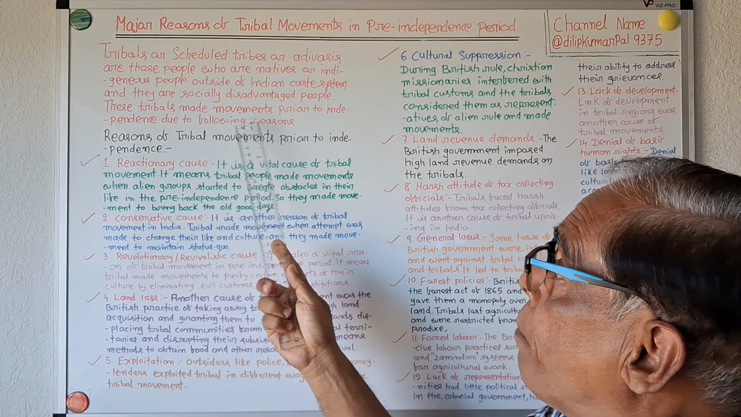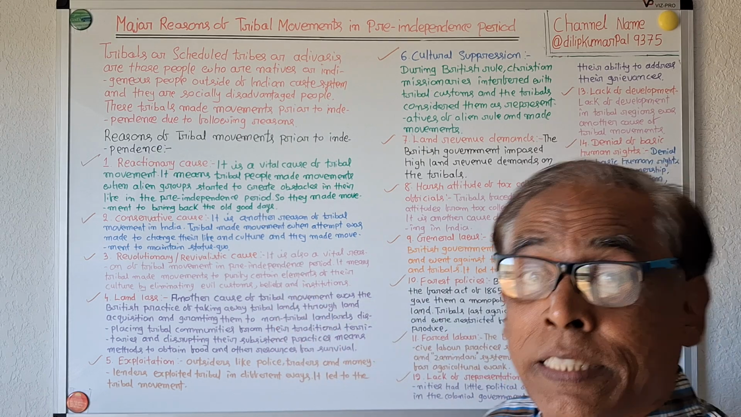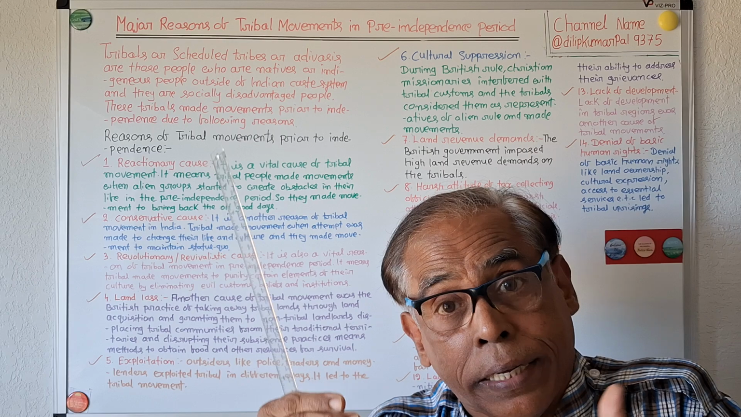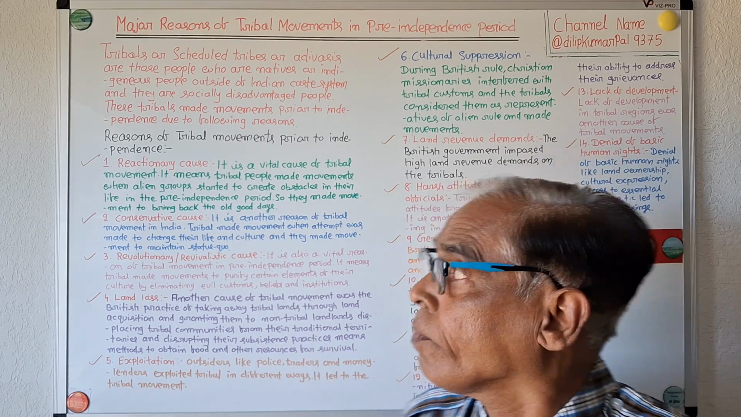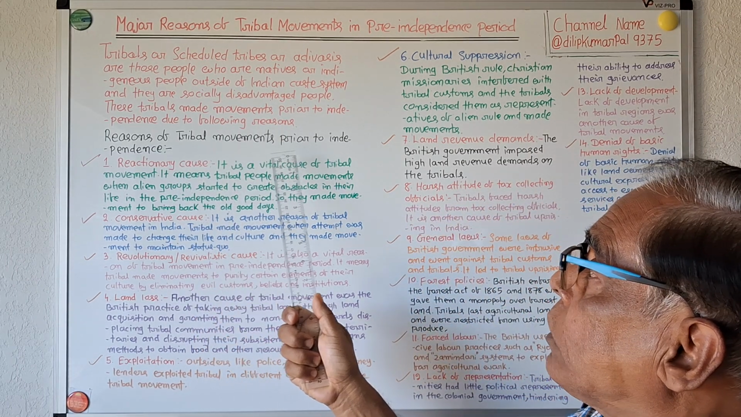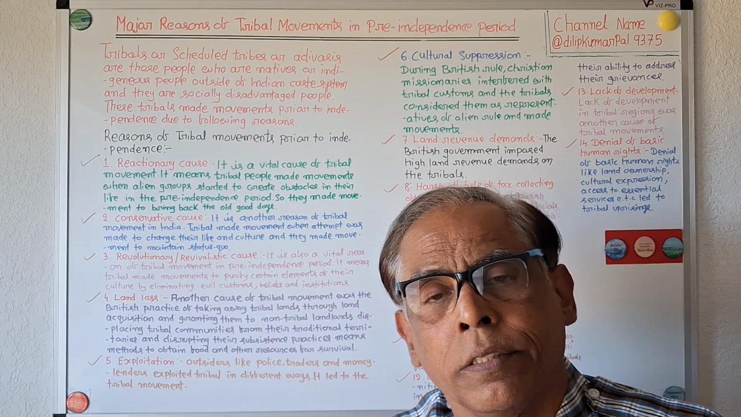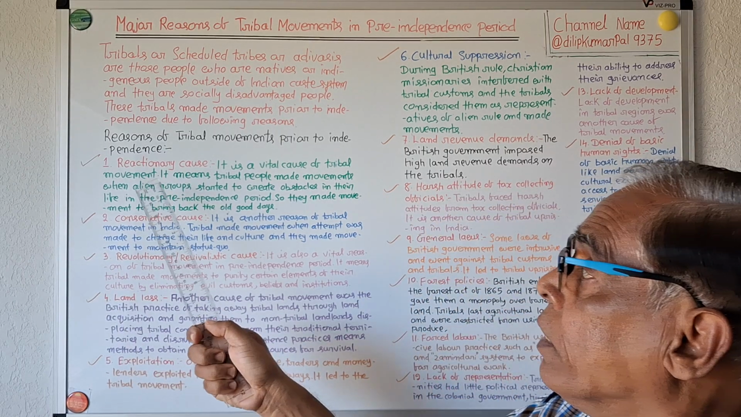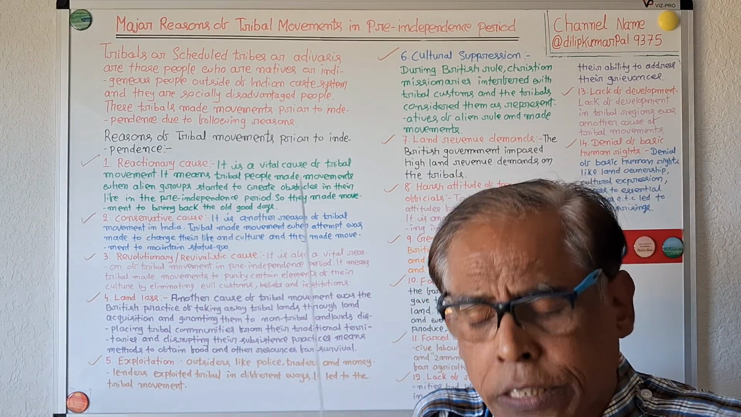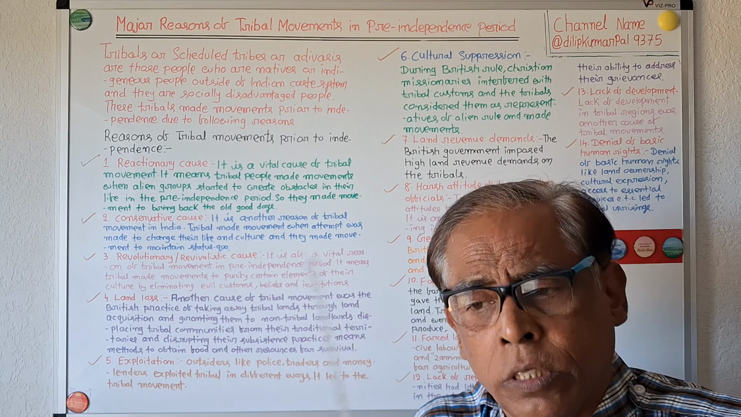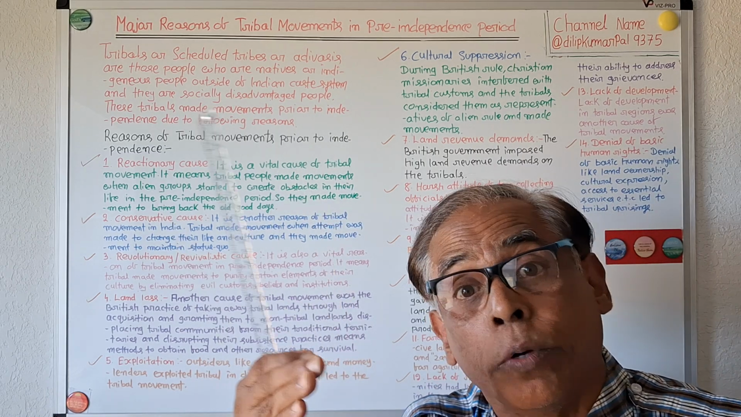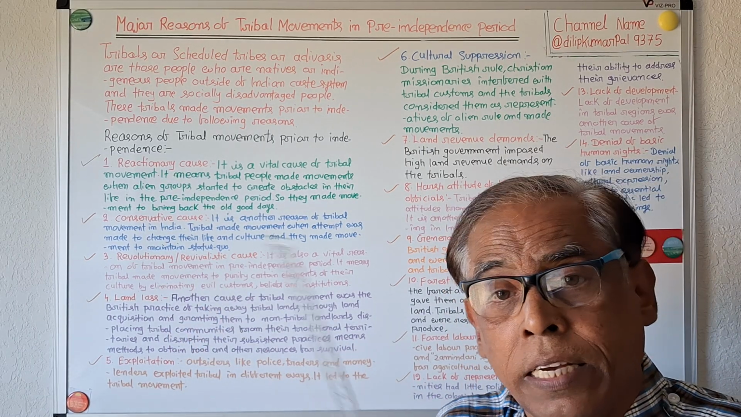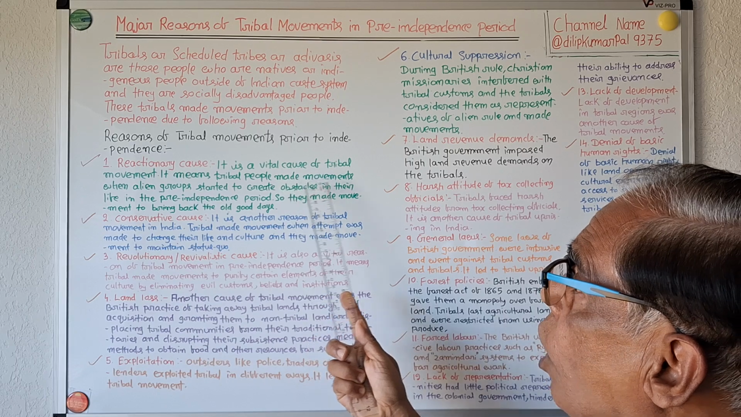These tribals made movements prior to Indian independence due to many reasons. What are the reasons of tribal movements prior to Indian independence? Number one, reactionary cause. The first important reason for which tribal movements were found prior to independence was the reactionary cause. So what is a reactionary reason? It is a vital cause of tribal movements.